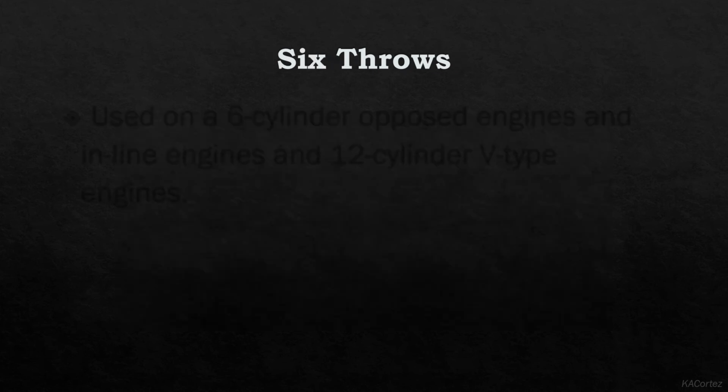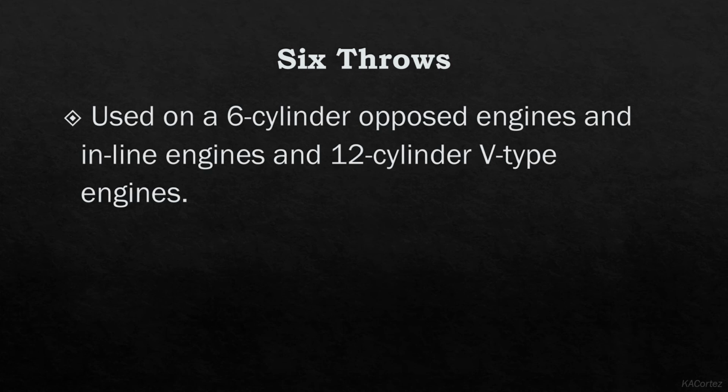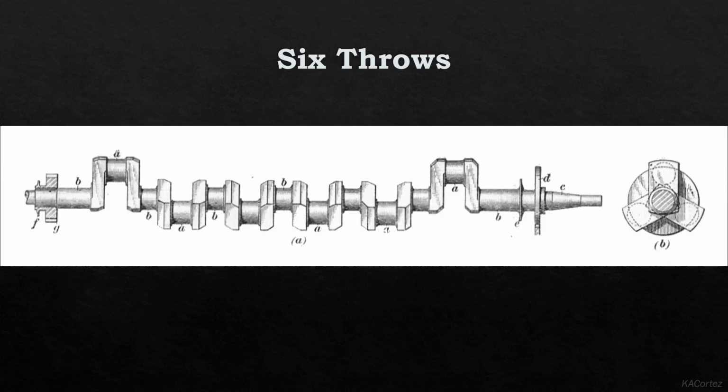Last is the six throws. This is commonly used on six-cylinder opposed engines and inline engines, and also for 12-cylinder V-type engines. The throws are 60 degrees apart on a typical six-throw crankshaft. And also the crank journals are numbered from the flanged end.